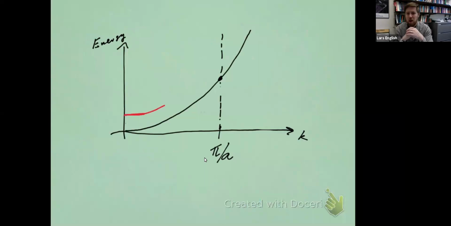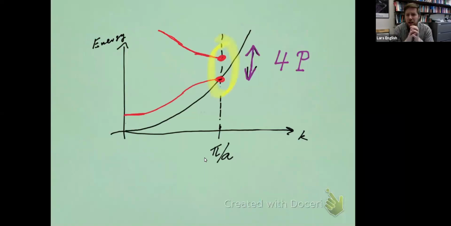Finally, just to summarize, what we're finding is that this band gap at pi over a is expected to be 4 times P in Mathematica. And that at k equals 0, that offset in energy should be 2 times P, so half that. Again, this is a testable prediction, and I'll leave it up to you to actually test that. Okay, thank you.